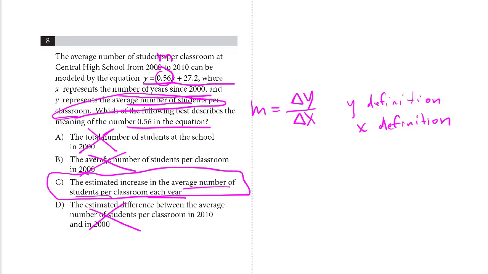Again, these questions might seem obvious, but you have to be very specific and clear how you approach them, because a lot of times they're going to flip answers around. They're going to give you delta x over delta y. They're going to do all sorts of things to confuse you in the wording.